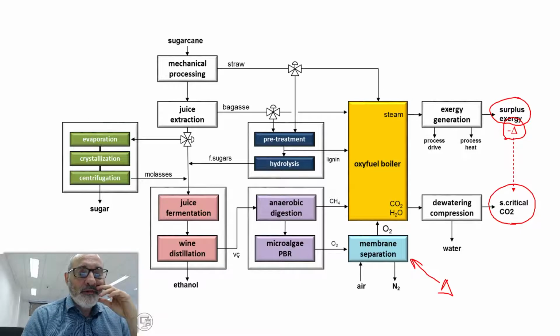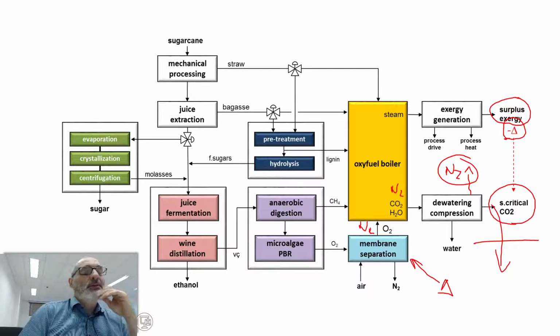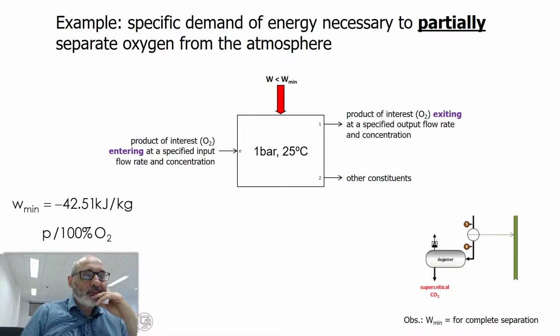But since I have a very nice place where to reject N2, which also can be a product because it has commercial value, the point is, if I let some small amounts of N2 here, so I have CO2, H2O, and N2, but small amounts, I can reject that prior to sending it to Earth's underground.